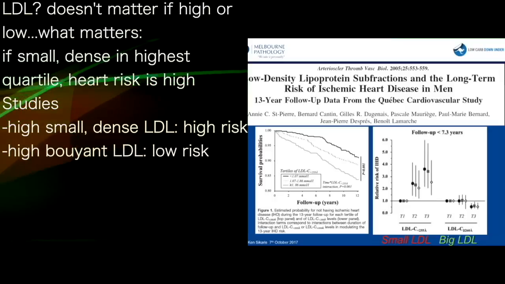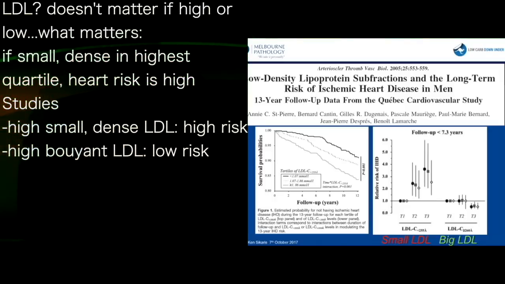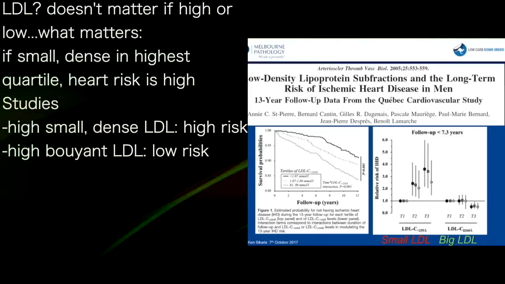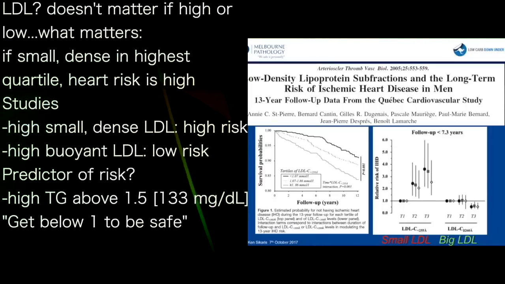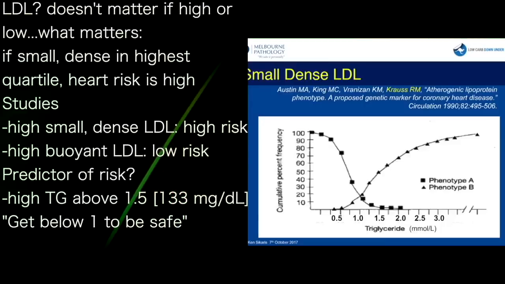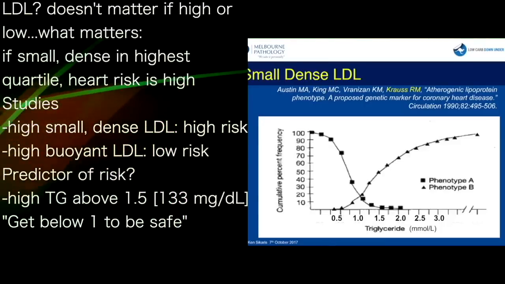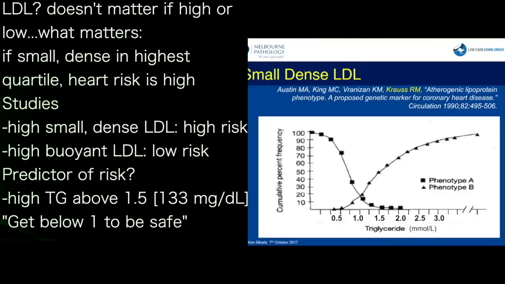Another study from Jean-Pierre Dupuis's group: small dense LDL, increased risk. Large buoyant LDL, there's no increase in risk. If anything, there's a decrease in risk. And what predicts small dense LDL? Well, high triglycerides. Once you get above 1.5, it's odds on you've got lots of small dense LDL. You need to get below 1 to be sure you've got none.